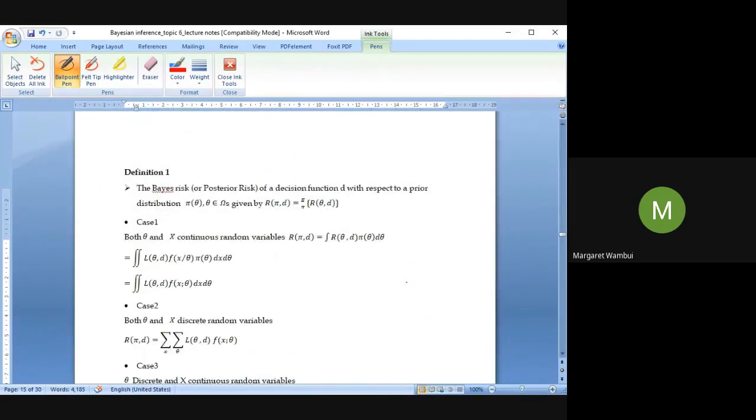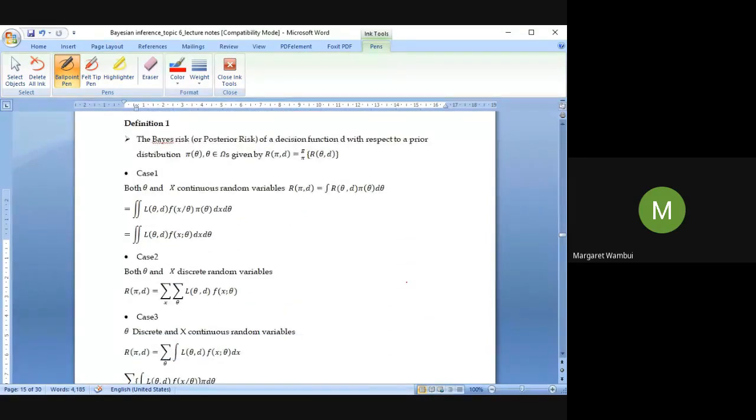That's fine. I think that's okay. We can make one decision, and then from there I'll jump to one of the examples because I don't intend it to take 2 hours. So just a definition: the Bayes risk or posterior risk of a decision function d with respect to a prior distribution pi of theta is given by this.